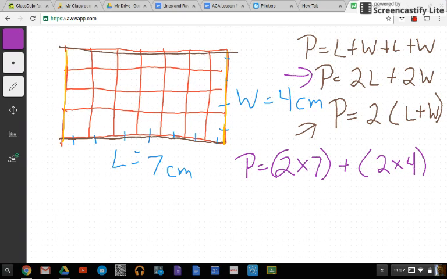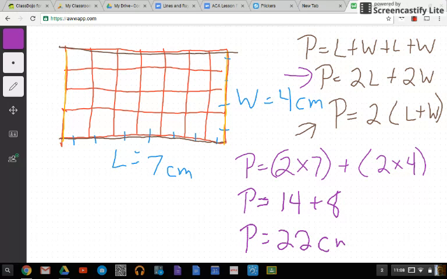The parentheses are telling me I've got to do what's in parentheses first. So 2 times 7 is 14. 2 times 4 is 8. So if I did 14 plus 8, then I would get 22. So this is 22 centimeters. So since perimeter is a straight line, we don't put any squares on here. We're not talking about any cubes. Perimeter is just a straight line.